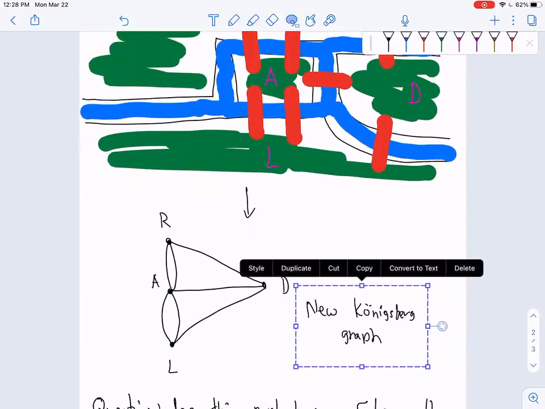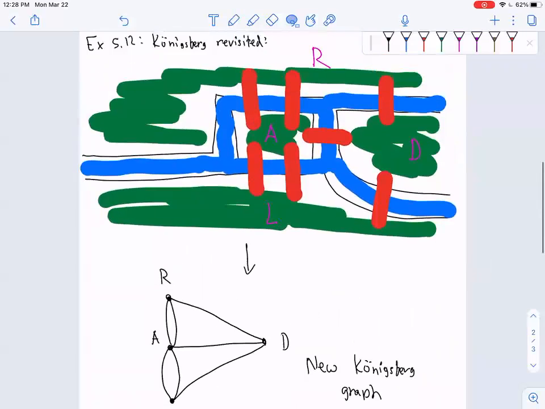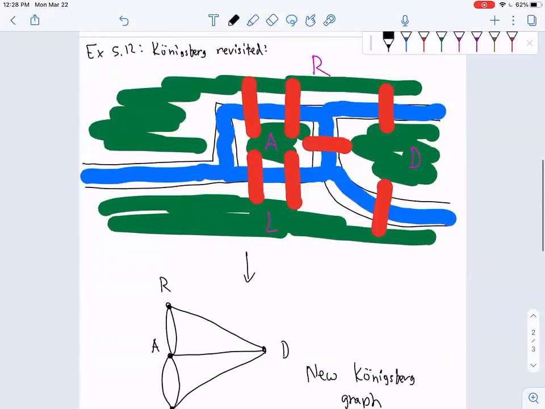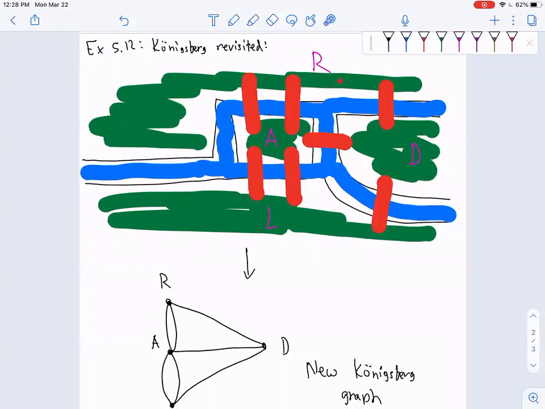So what we can say is, let's treat each of these landmasses just as a vertex. So we have four vertices, R, A, L, and D. And we ask ourselves, can I get directly from, say, R to L? If there's a bridge from R to L, I'll draw that edge. And there's not. See, R is here, L is here, there's no bridges between them.